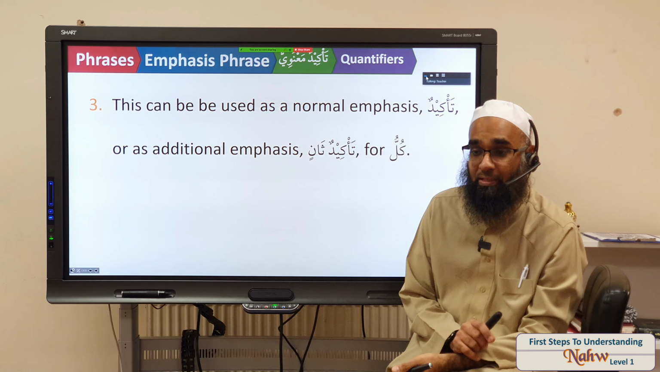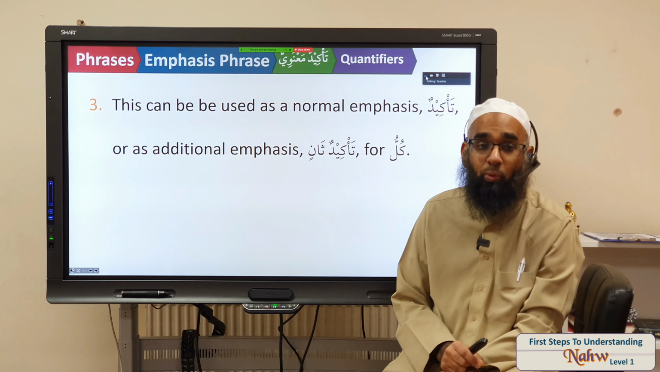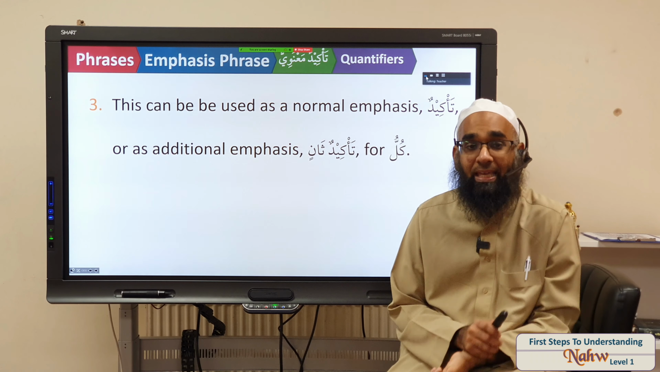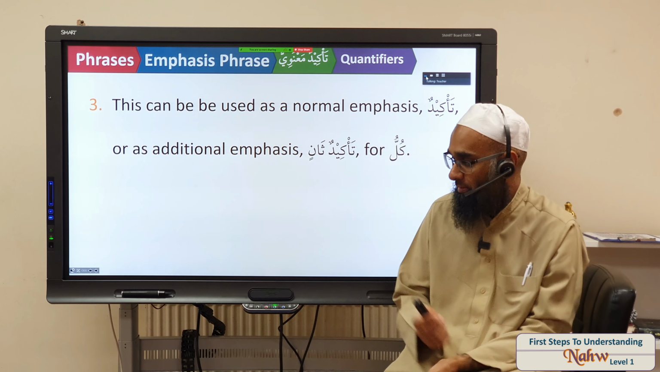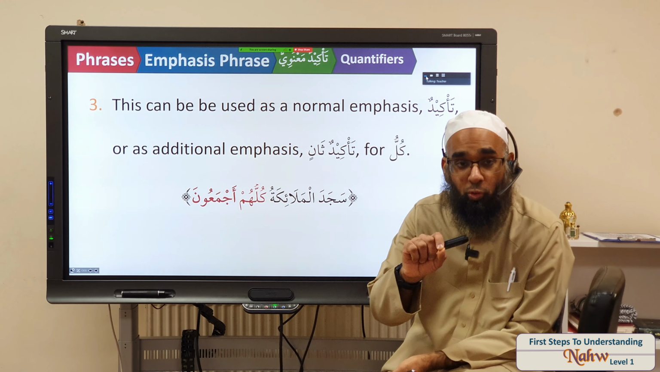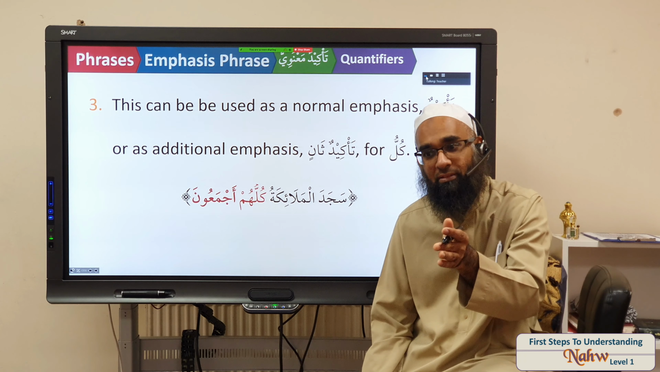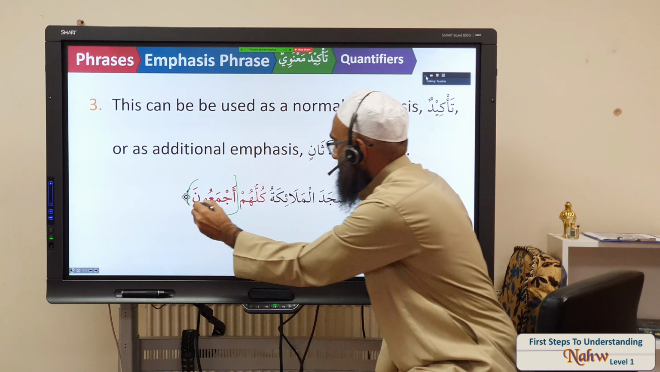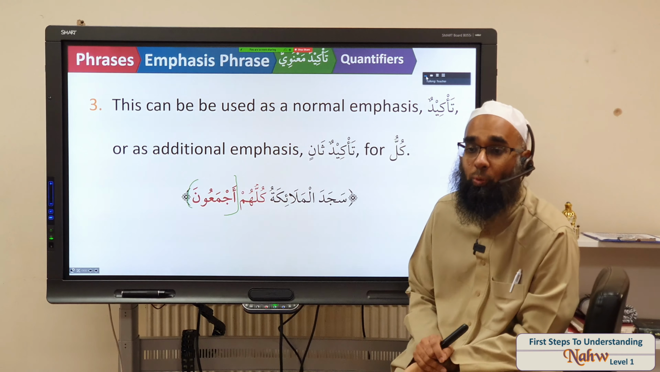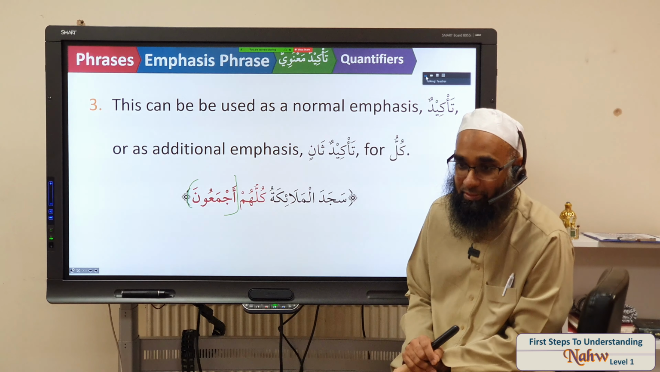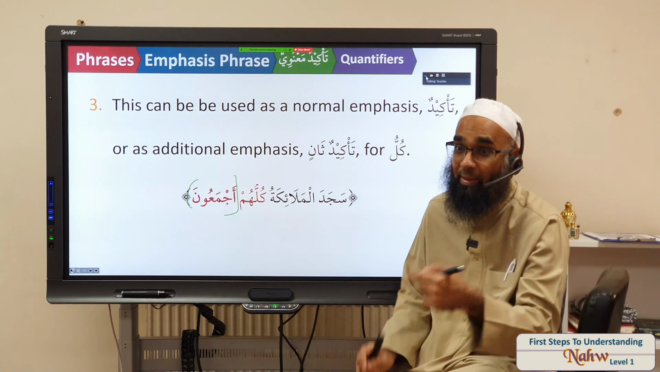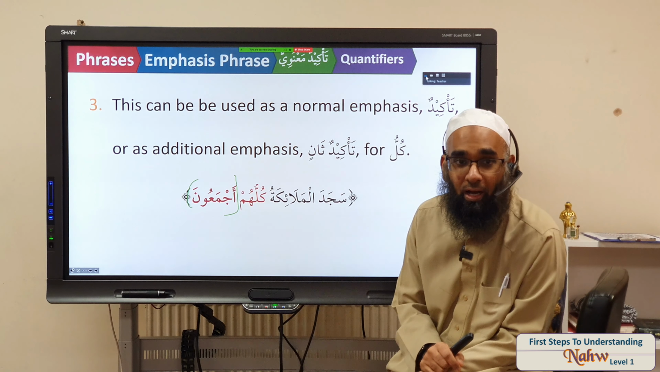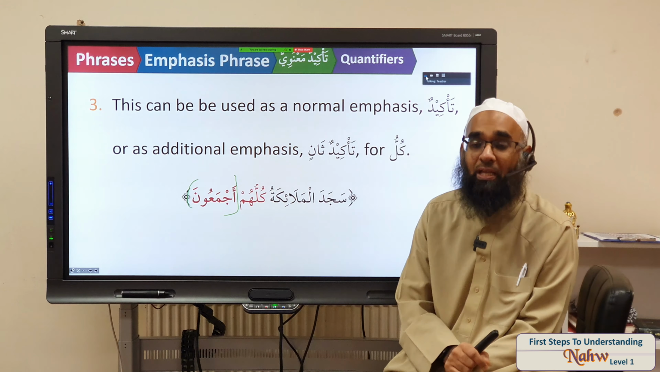And the third thing is that ajma'un can be used for double emphasis, additional emphasis, ta'kidun thanin. You can use it as a normal word, but you can also use it to double emphasize something. So if we remove this for now, what is it? Sajada al-malaikatu kulluhum. What does that mean? All the angels prostrated. And if you double emphasize that, you can bring another ta'keed, ta'kidun thanin. What? Ajma'un. Every single one of them.